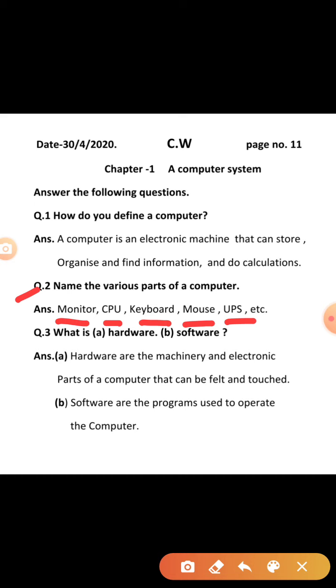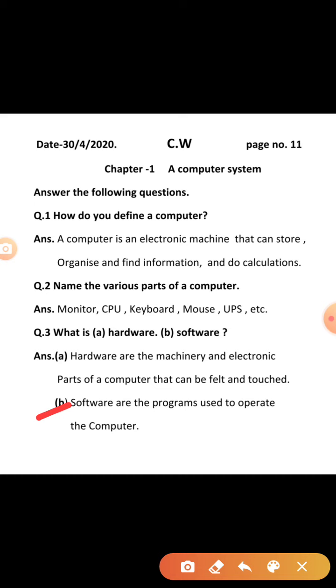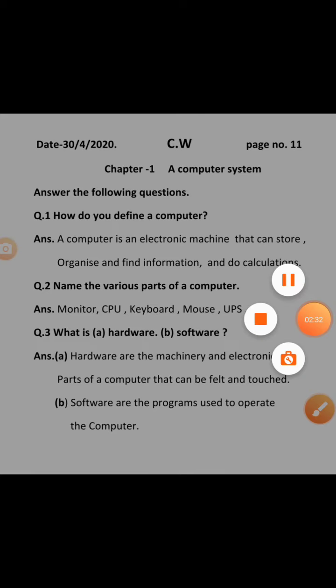The next, third question is given in two parts, A and B. A. What is hardware? Write the answer. Hardware are the machinery and electronic parts of a computer that can be felt and touched. I repeat once again. B part. Software. Software are the programs used to operate the computer.